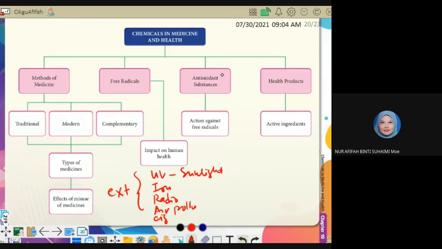Antioxidant substance to slow down, or to stop the oxidation process, to prevent our DNA structure from damage. And then health product. For the health product, we have to check its active ingredient, the specific component, to treat the disease. Any questions?